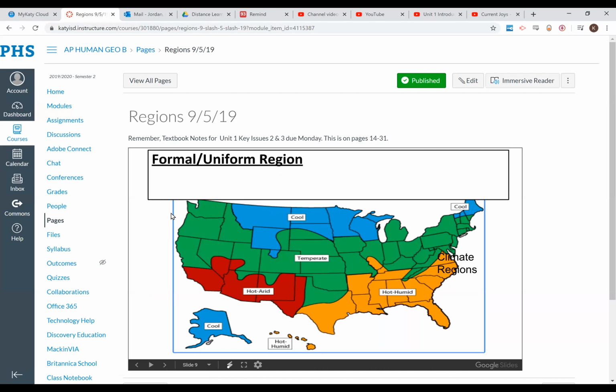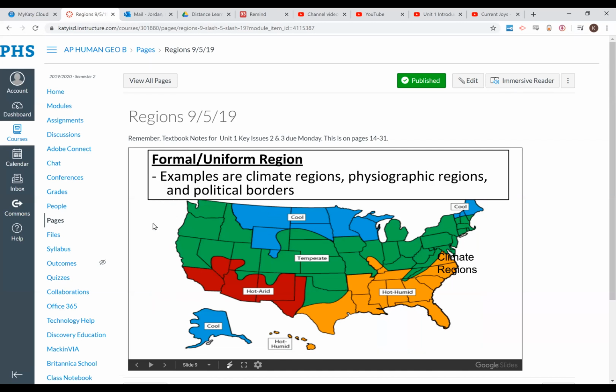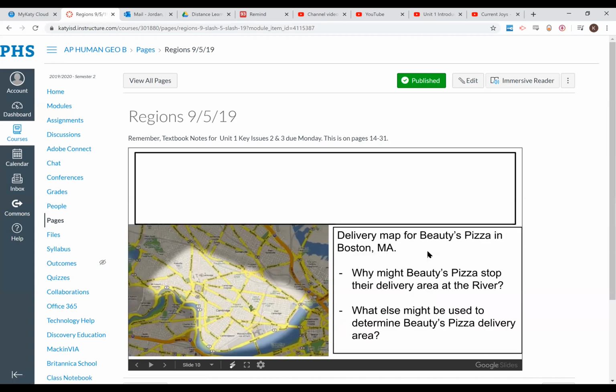And then we have a formal uniform region, okay? These are climate regions, physiographic regions, political boundaries. So formal regions can be uniform as well. And uniform means that the characteristic you're looking at is the same across the whole thing, all right? So if we're looking at climate regions, you can actually go in and track hot, humid versus temperate using data and statistics to find a formal uniform region, okay?